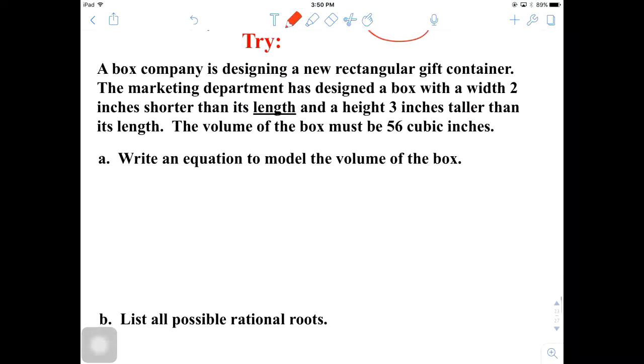And now it is time for you to try this problem. So go ahead and pause the video and try it exactly the same way that we just approached it earlier before you move on to see the answer.